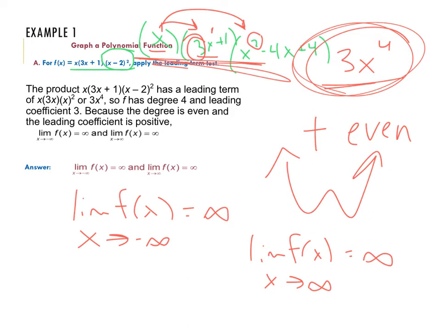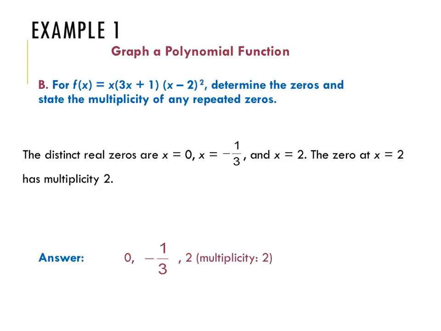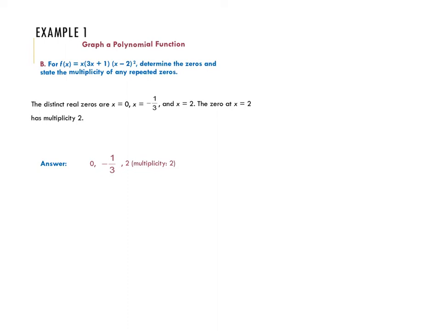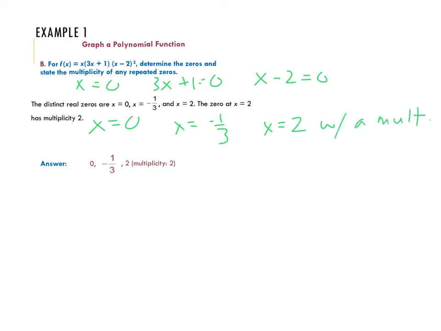You're not going to stop here, though. We also want to draw an actual sketch of my graph. So I know right here, if I use zero product property, I know that x equals 0. I know that 3x plus 1 equals 0, and I know x minus 2 equals 0. So I know x equals 0, x equals negative 1/3, and x equals 2 with a multiplicity of 2, since there are 2 of them.